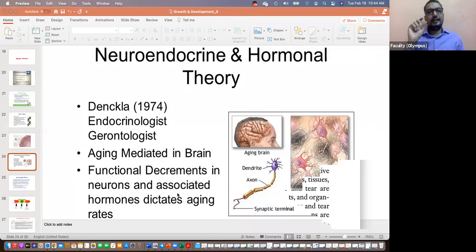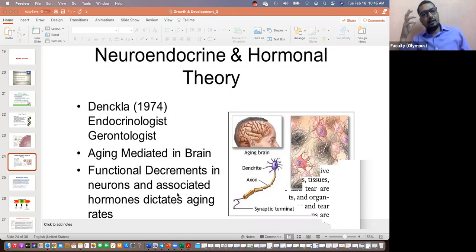So functional decrements in neurons, or functional changes in neurons, a decrease in the functionality of neurons. So what happens? They cannot communicate well. If they cannot communicate well, they cannot coordinate well. So the aging process may happen because of these factors related to the brain. One is the functioning of neurons. The second one is the hormones.